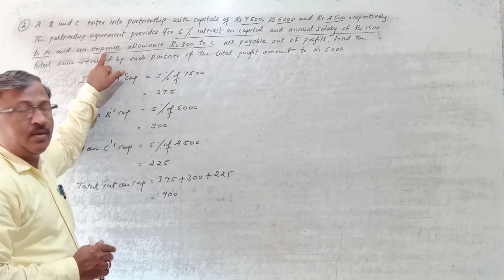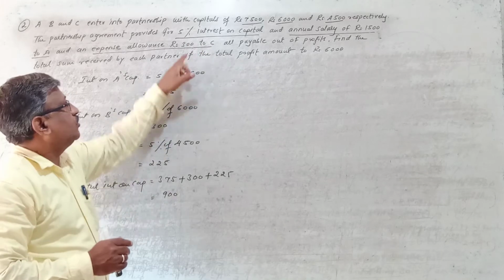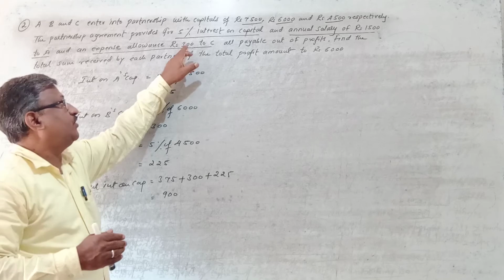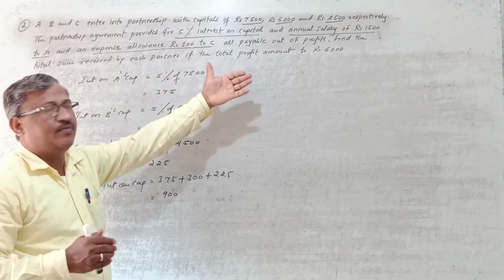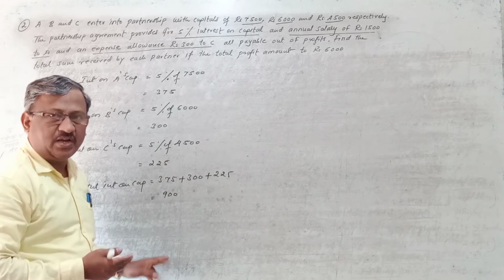Then we have to pay what? Expense allowance of rupees 300 to whom? To C. So this also they have given ready-made. C is getting expense allowance 300 rupees. So that is also paid off from the profit. So for this also we don't need any calculation here. Directly we have to pay.